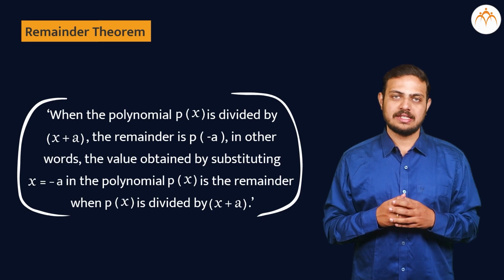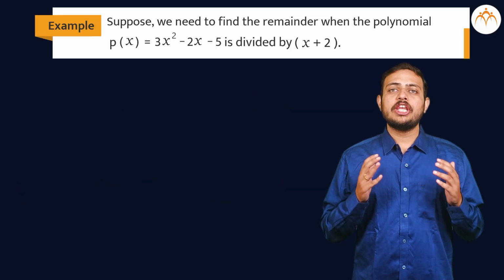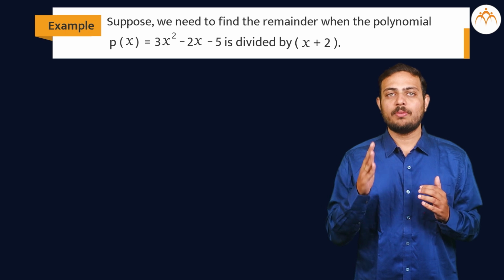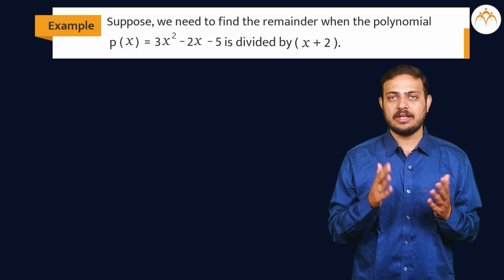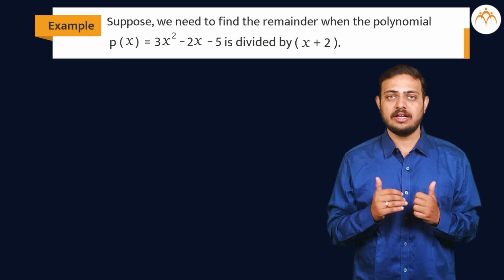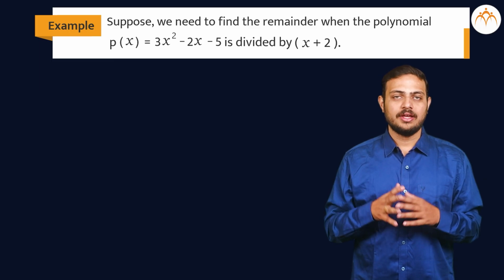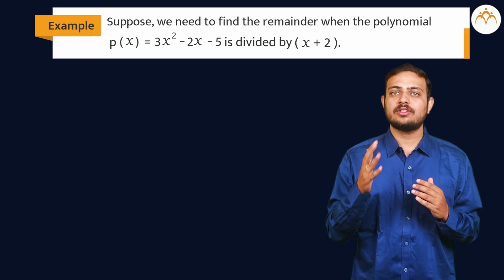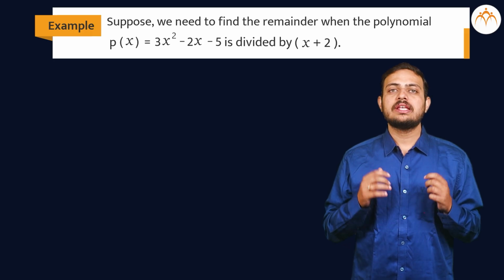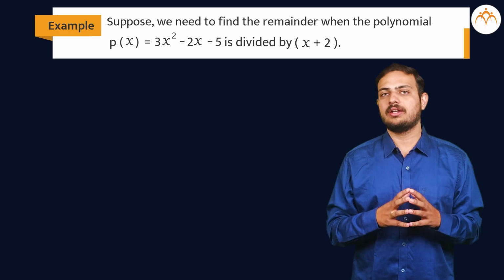Let's study with an example. Suppose we need to find the remainder when the polynomial p of x is equal to 3 into x square minus 2x minus 5 is divided by x plus 2. Here we can find the remainder using various methods of division. Let's use synthetic division to find the remainder.